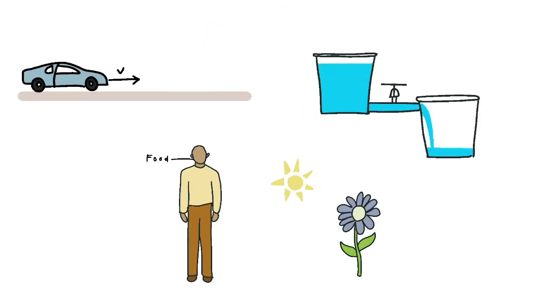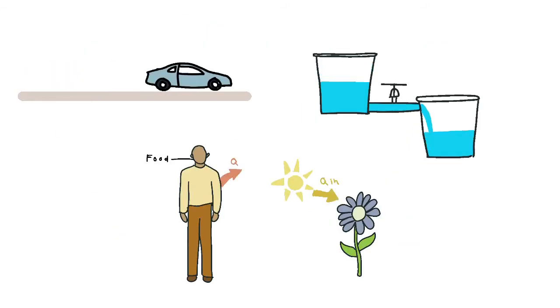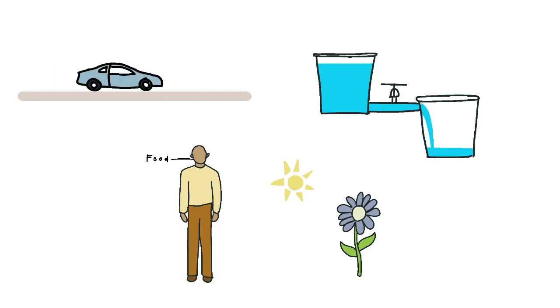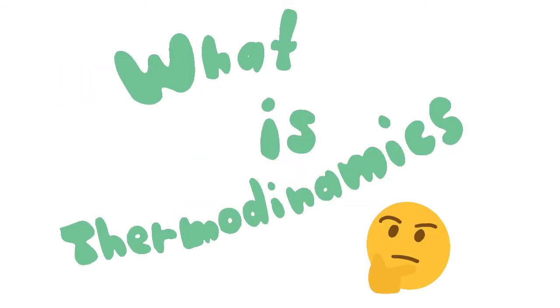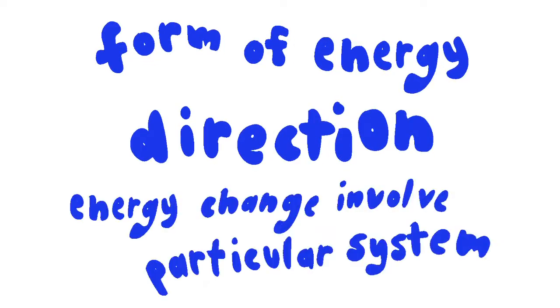A20SC0451. I'm going to talk about thermodynamics, which plays an important role in our daily lives, in this video. So what is the definition of thermodynamics? Thermodynamics is the relationship between various forms of energy, direction, and energy change involved in a particular system. There are two laws that we frequently consider.